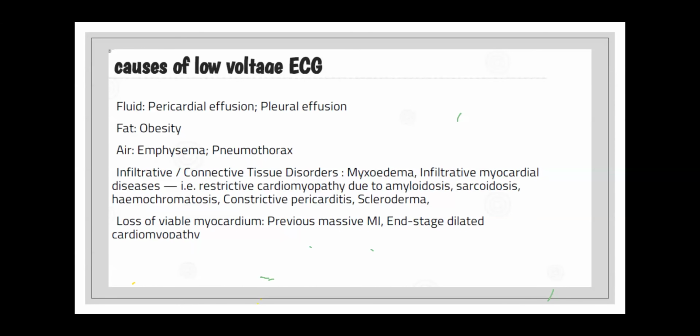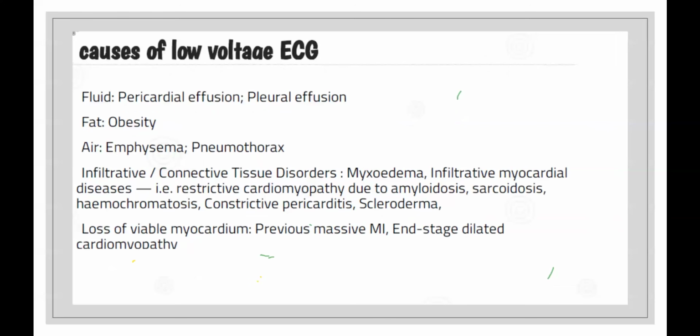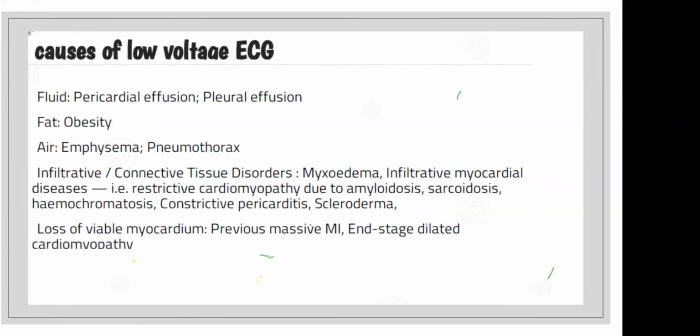So all these situations. And lastly, if you have a massive MI, the heart is not contracting at all, or if you have dilated cardiomyopathy, the heart is fully stretched and not contracting at all. All these things will make low voltage QRS complexes.